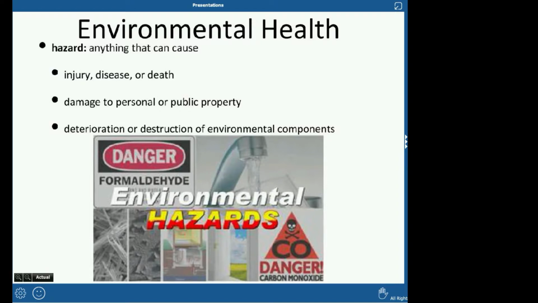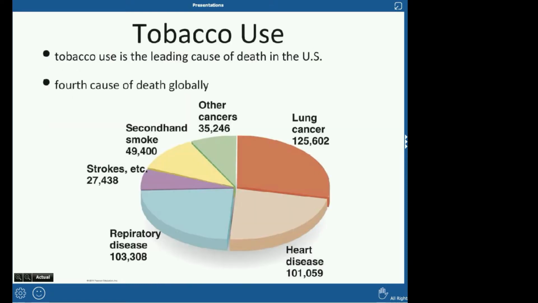A hazard is basically anything that is going to cause injury, disease, or death, damage to personal or public property, or deteriorate or cause destruction of environmental components. All of those things are considered hazards. Tobacco use is basically the leading cause of death in the United States. It's very, very dangerous, and it's the fourth cause of death globally. So it's really dangerous.